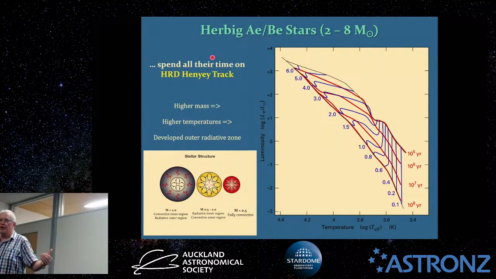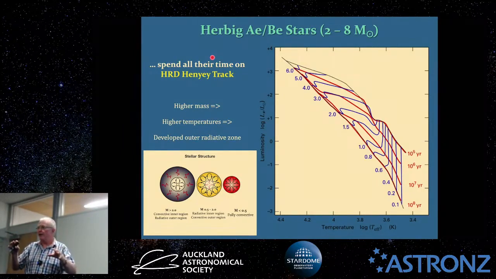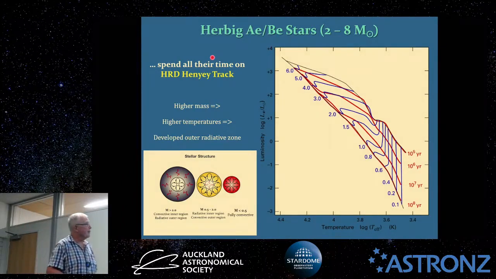These Herbig stars are pretty angry stars as well, so they have emission lines where there are actually really energized, ionized elements, in particular calcium and hydrogen in the atmosphere, that are giving their own emission lines. So their spectra really are something different to your normal main sequence stars. They spend all of their time on that horizontal Henyey track. That's for 2 solar masses. So in other words, by the time they have finished their protostar stage and are onto the pre-main sequence stage, they are up and blazing away with radiative zones. Higher mass, higher temperatures develop radiative zones.